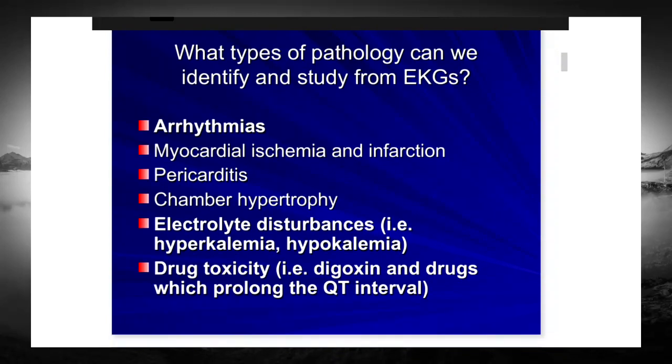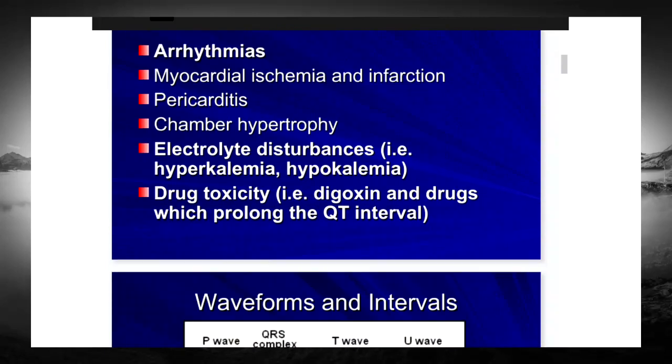So the types of pathology that we can identify and study from EKGs: obviously arrhythmias. Any insult to the electrical pathway can cause an arrhythmia. And there are also some arrhythmias that are actually normal. Myocardial ischemia and infarction, pericarditis, chamber hypertrophy, so the amount of electrical activity that is necessary to depolarize the muscle can depend on how large that muscle is. Then, of course, electrolyte disturbances and drug toxicities as well.